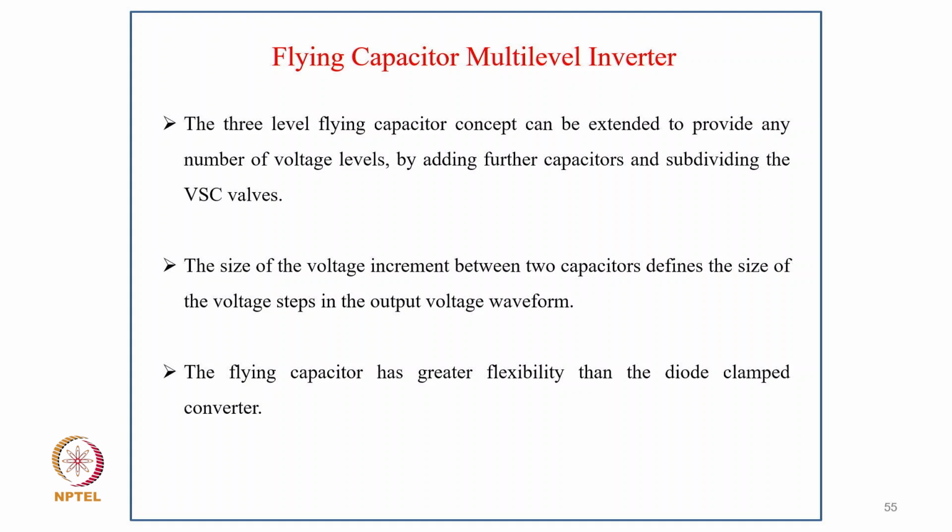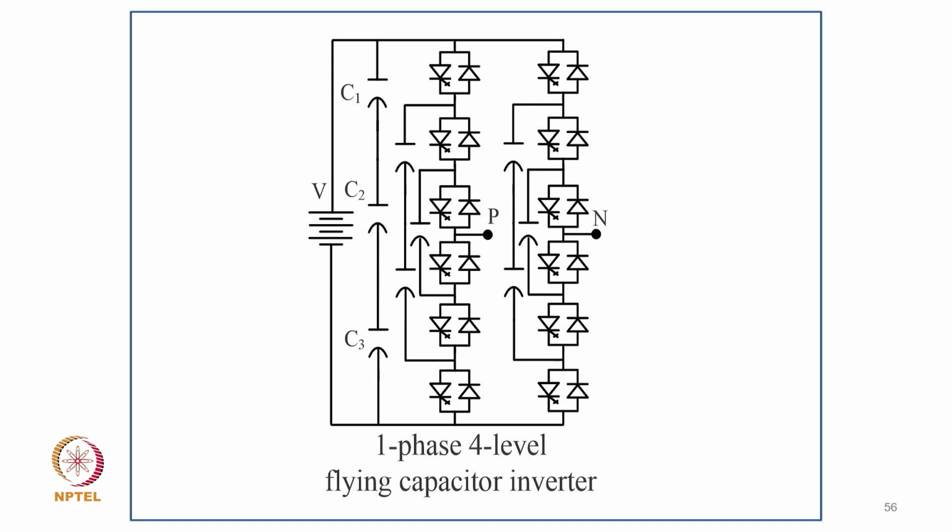subdividing the voltage source converter valve, and the size of the voltage increment between the two capacitors defines the size of the voltage steps in the output voltage waveform. And the flying capacitor has greater flexibility than the diode clamp converter.